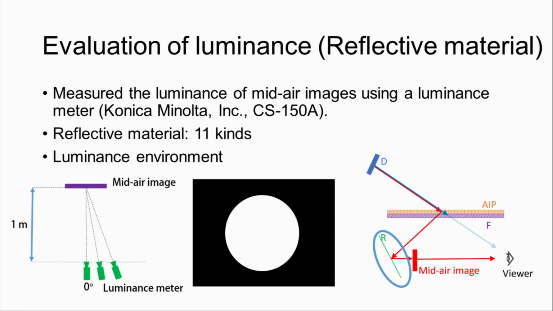The measurement conditions are shown in the left figure. The angle used for measuring luminance was 0 degrees to 20 degrees in 5 degree increments. Since it is impossible to see a mid-air image if the angle is larger than 20 degrees, the measuring range was set to 20 degrees. The light source displayed a white circle like the center figure.